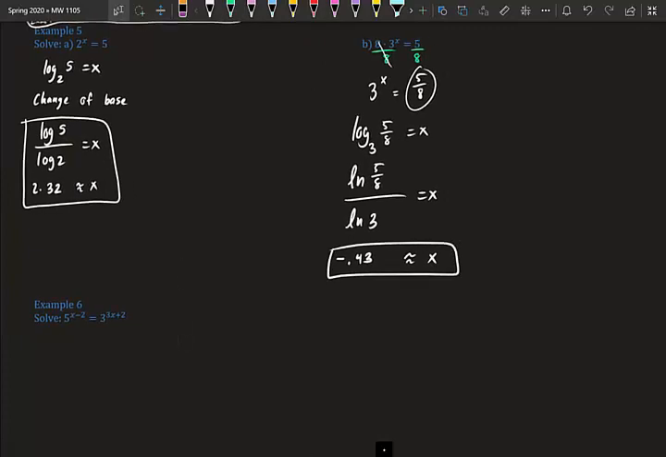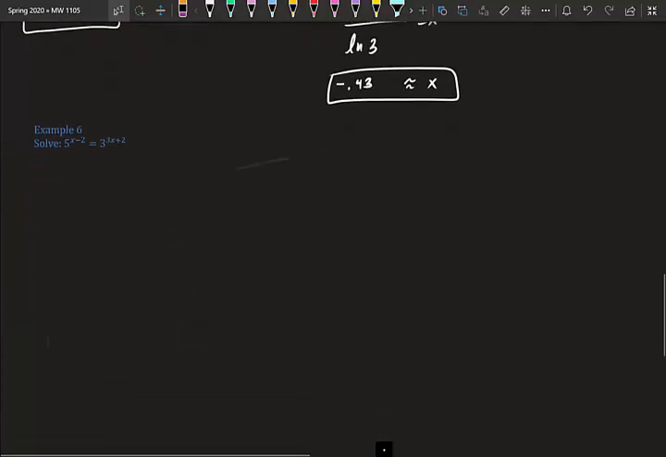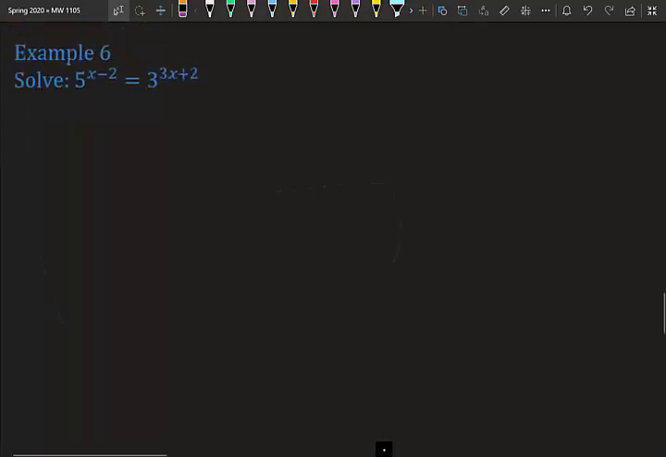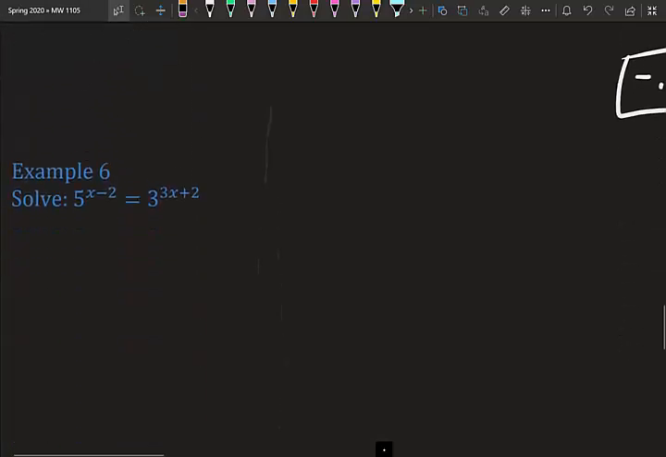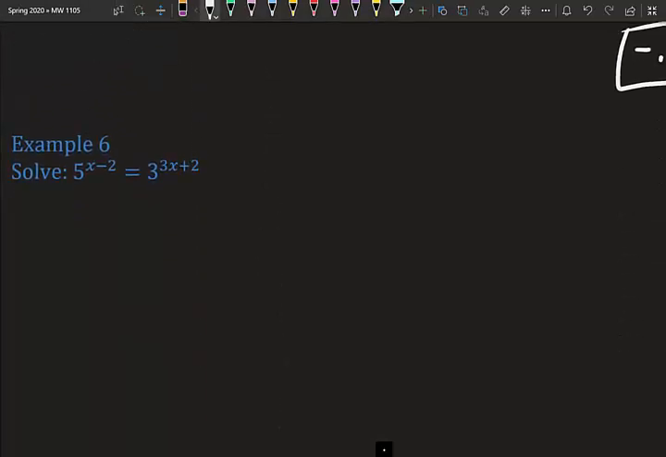Alright, example 6. So example 6, do you think we can use change of base? Or do you think we have to use the ln method? We have to use the ln method. Why can't we do what we did in example 5? Why can't we use change of base? It's because we have multiple exponents with variables, and we're doing stuff to those exponents. Okay. Alright, so what we're going to do first is put an ln in front of both of them.